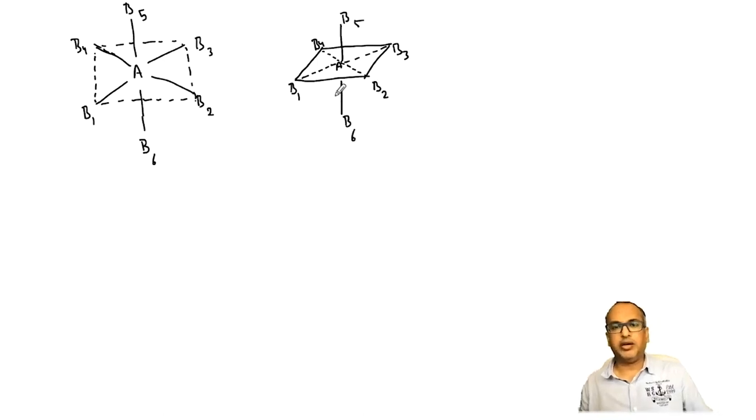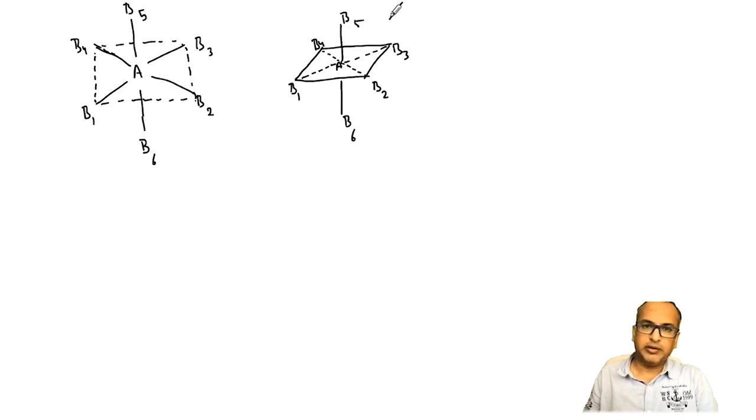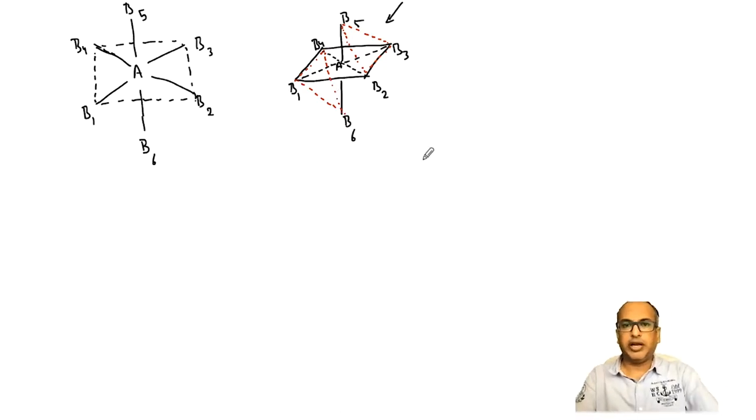Now, another way to look at this molecule, which is very interesting. If I'm looking from this side, just see that if I connect B5, B3 and B2, it forms the face of an equilateral triangle. Similarly B1, B4, B6 also forms the face of an equilateral triangle. So if we look via equilateral triangles, keeping equilateral triangles on the front face, then how does the molecule look?